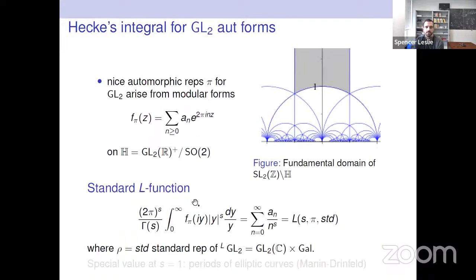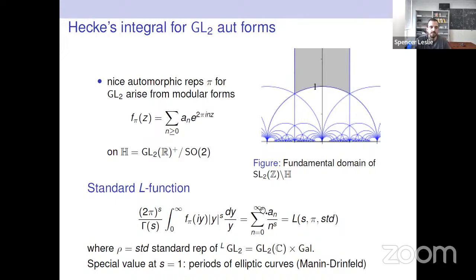In the context of holomorphic modular forms, especially in the relationship to the arithmetic properties of elliptic curves, when this is a weight 2 modular form, then this integral is important to study the special value at s equals 1, which has a relationship to the classical algebro-geometric notion of periods via work of Manin and Drinfeld. So that's the one use of the term periods in the context of algebraic geometry. We're going to talk about automorphic periods in a second.